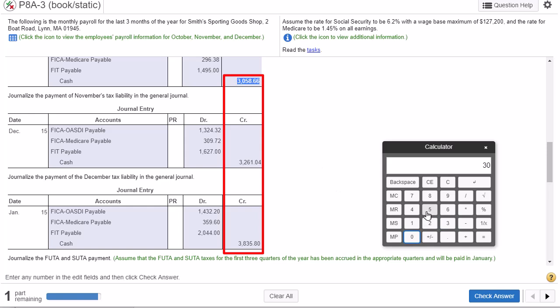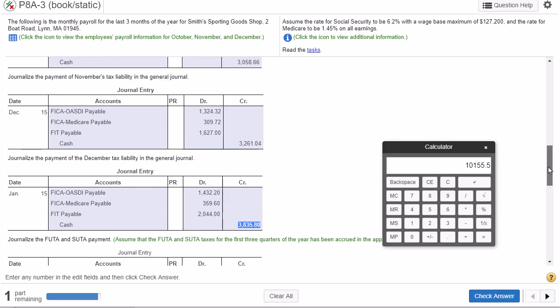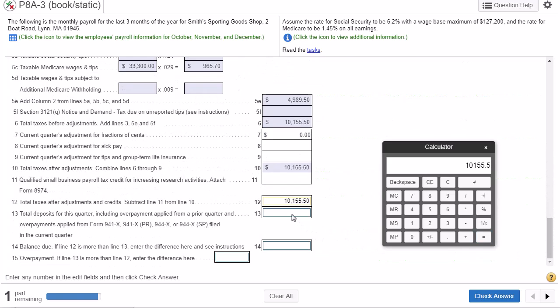3058.66 plus 3261.04 plus 3835.8 equals 10,155.5. So that's our total deposits for the quarter.